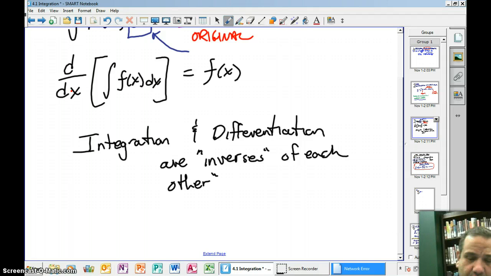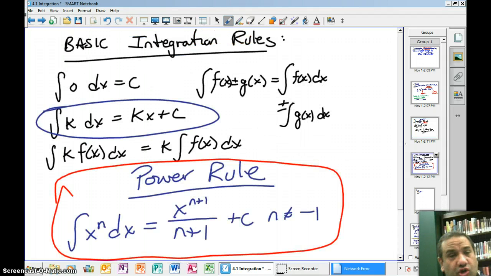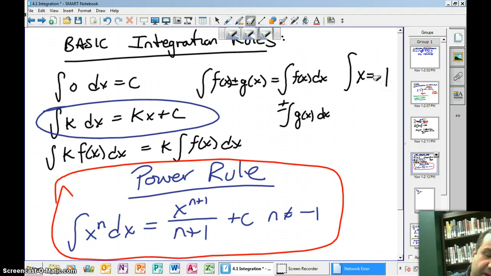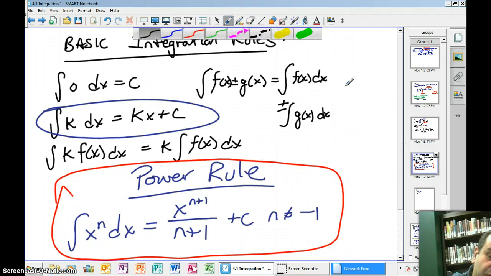Basic integration rules. If you take the integral of 0, you get C. If you take the integral of 1 dx, I don't think that's written here, so I'm going to write it. It's the first time you're seeing it, so you would see the integral of dx.